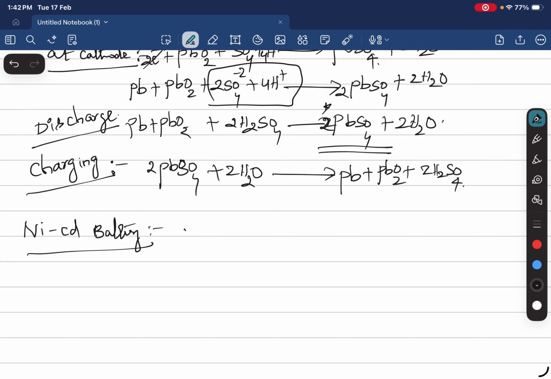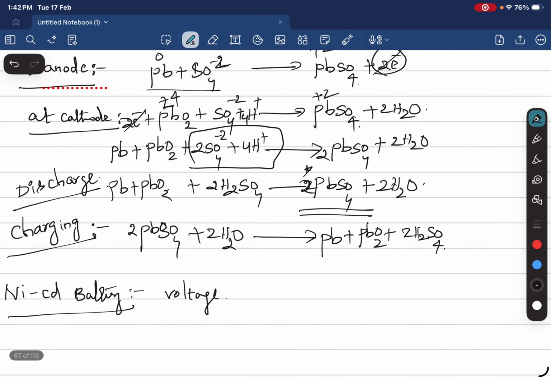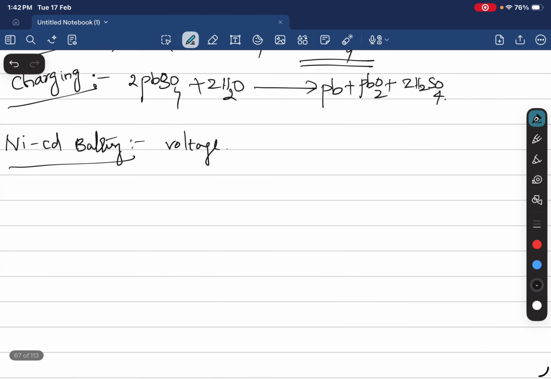So here, in the above case, the voltage will be 12 volts. Here a total of 6 cells are there, each cell voltage is 2 volts, so together it is 12 volts. So the voltage value for this is 1.2 to 1.4 volts.